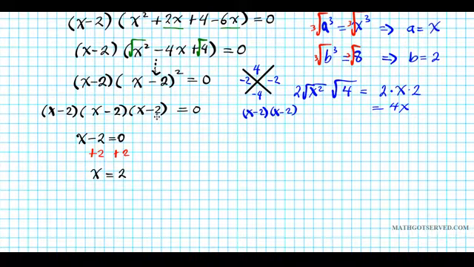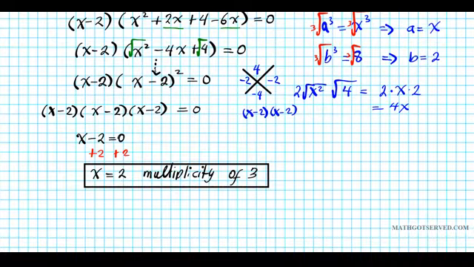Since there are 3 factors of x minus 2 here, we are going to have x equals 2 with the multiplicity of 3 because it shows up 3 times. So that's your final result.